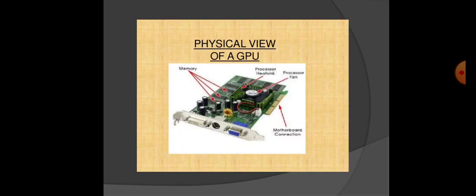Next, it is a processor that is optimized for 2D, 3D graphics, video, visual computing, and display. It uses parallel architecture. It is also called visual processing unit.